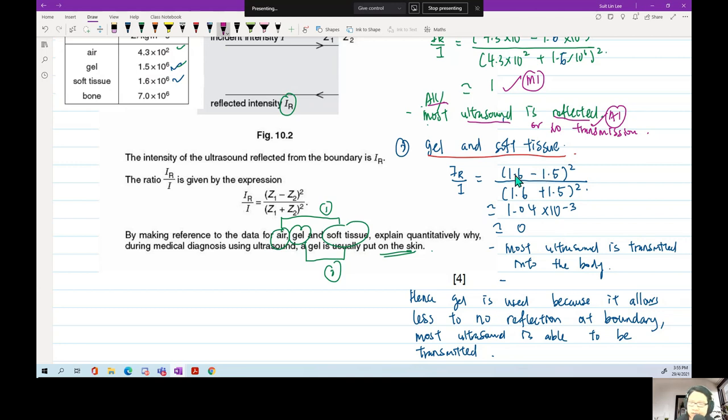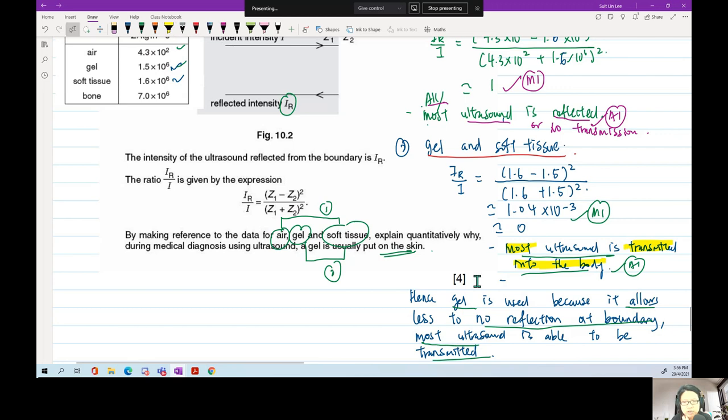Okay. Repeat again for gel and soft tissue. Something like this. I see the 1.04, I give 1 mark, M1. And then you say gel allows no reflection at the boundary, or complete transmission. Complete transmission is 1 mark, A1. So what we want is most or all of the ultrasound is transmitted into the body. That's why we use the gel. I write this extra sentence just to make the examiner happy.